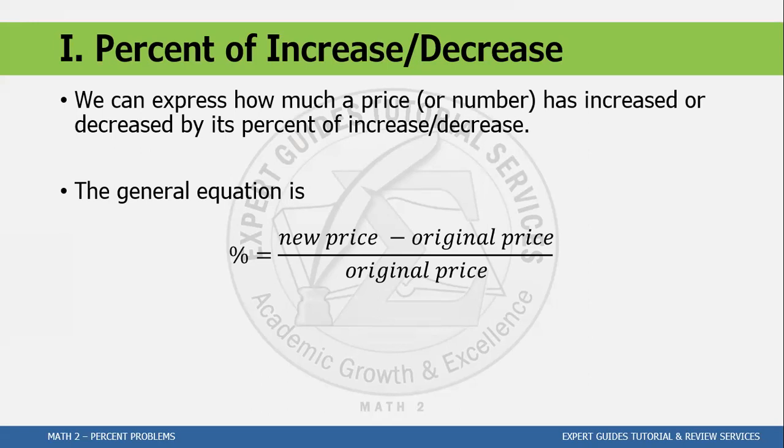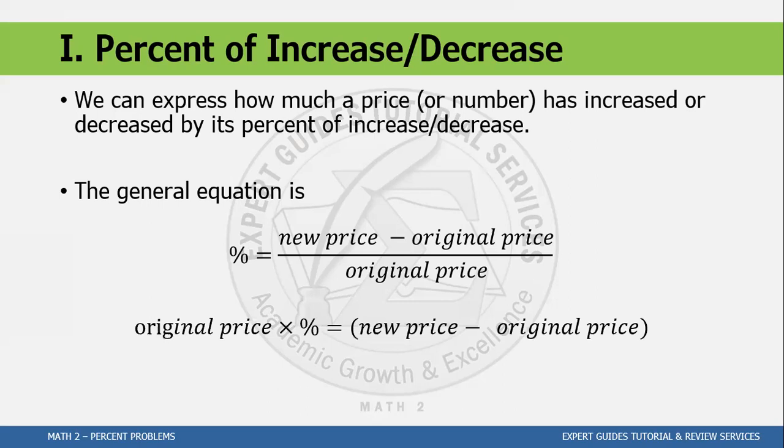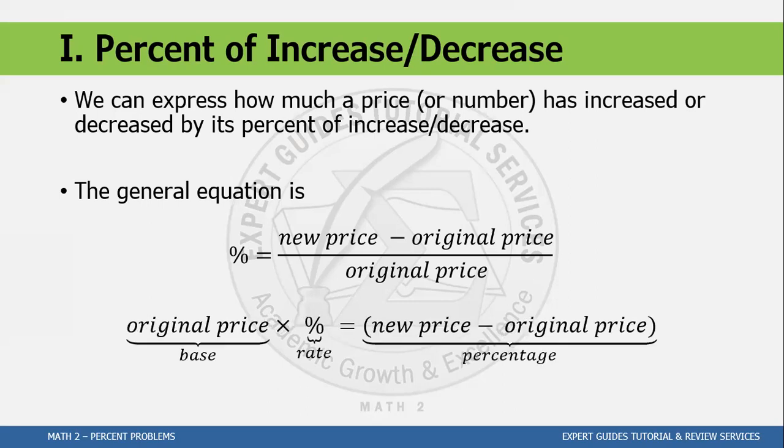How this equation follows the previous equation, P equals R times B, is as follows. If you multiply both sides by the original price, this is the corresponding equation, and we can see that this follows the format of P equals R times B, where your base is the original price, your rate is the percent of increase or decrease, and your percentage is the change in price.